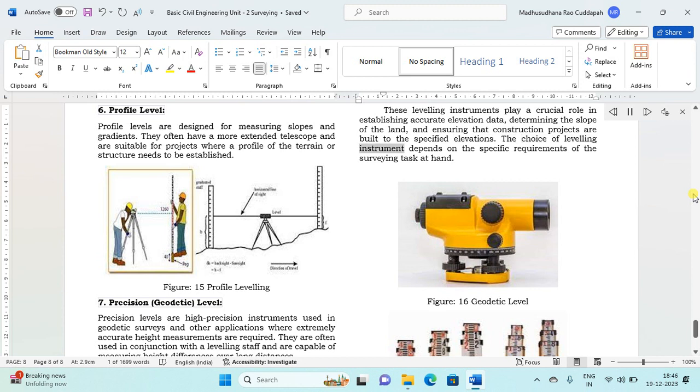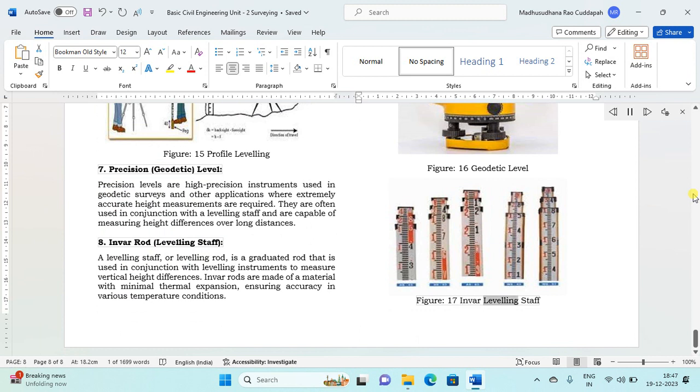The choice of leveling instrument depends on the specific requirements of the surveying task at hand. Figure 16. Geodetic level. Figure 17. Invar leveling staff.